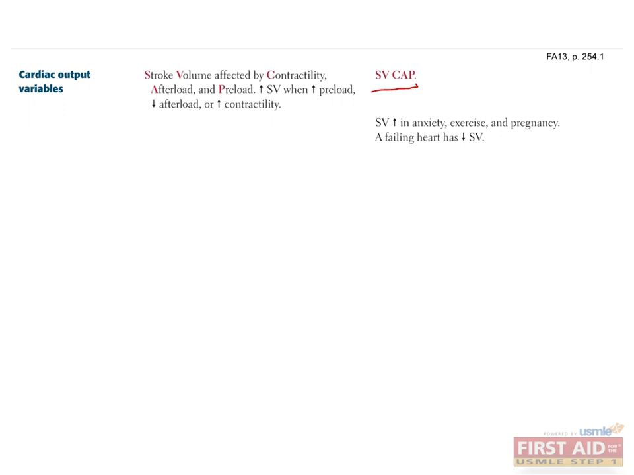Contractility is a measure of how effectively the heart can pump out blood. Preload measures how much blood fills the ventricle before systole, and afterload measures how much resistance there is in the aorta to prevent blood from leaving the heart. These three factors influence stroke volume.